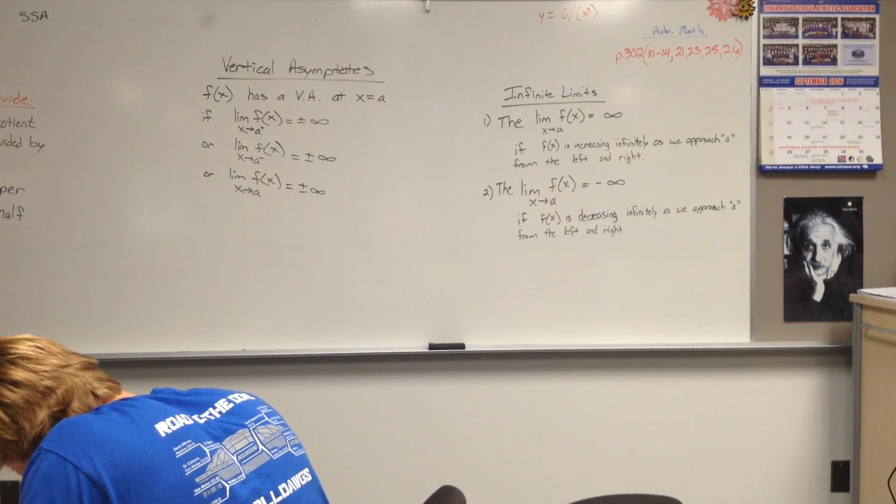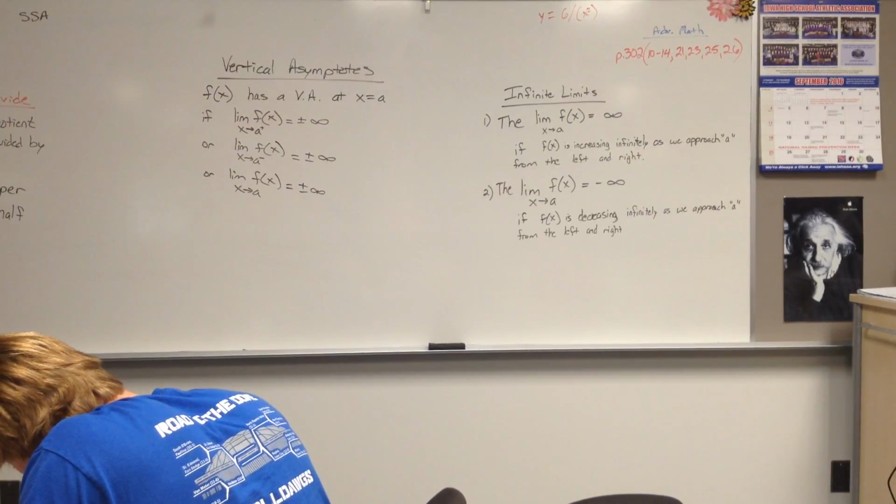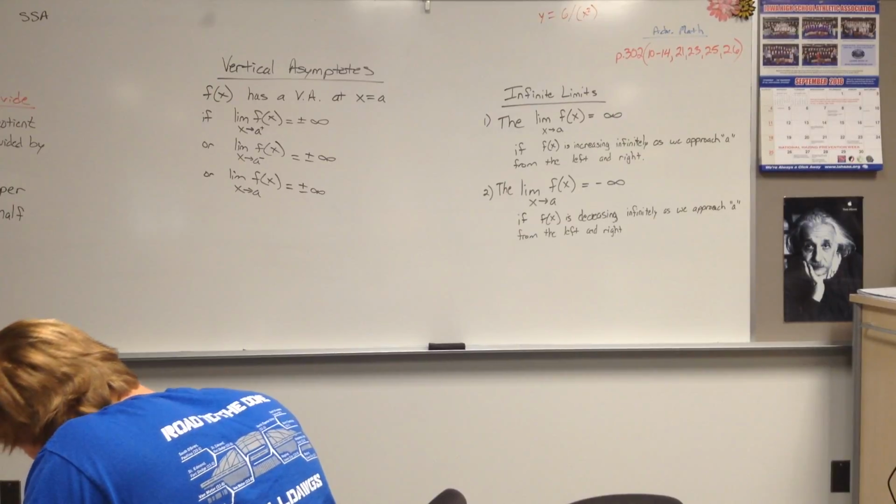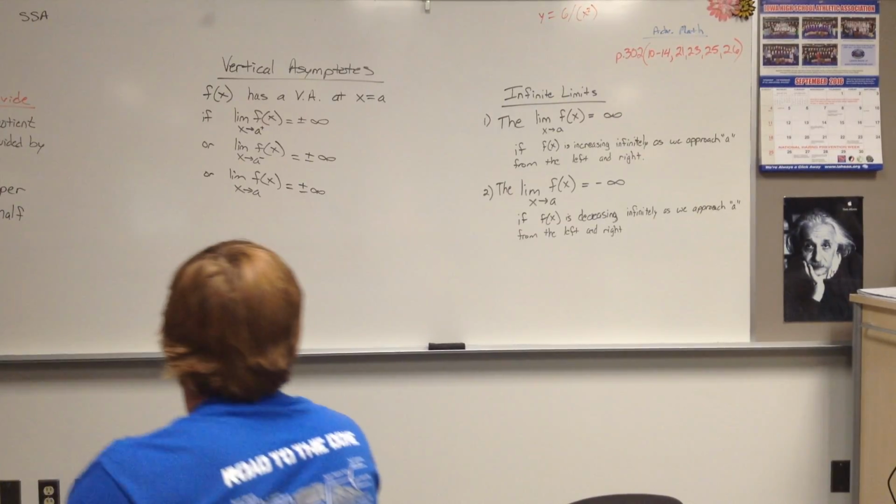It doesn't need to satisfy all three of them. Okay? As long as it satisfies one of those, you know that function has a vertical asymptote at that given x value.